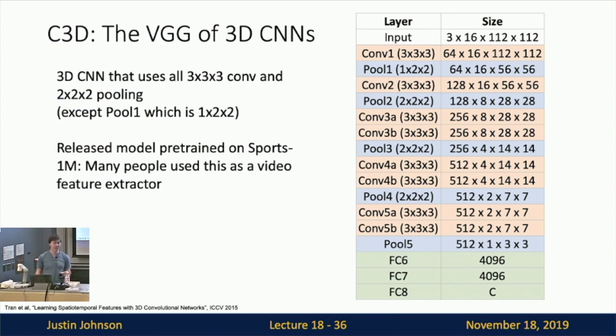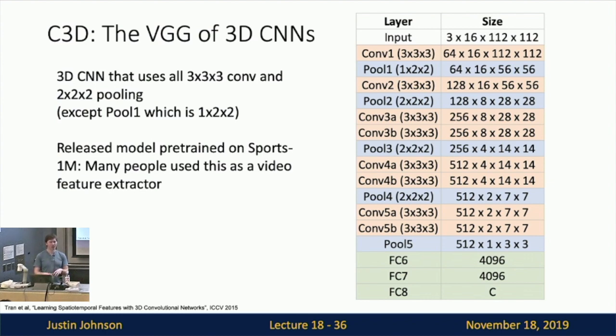And now C3D is basically the three-dimensional analog of this VGG architecture. So it consists entirely of 3x3x3 convolutions and 2x2x2 poolings, with the slight exception that the very first pooling only does pooling in space and not time. But basically, it's a pretty straightforward architecture. And this was a particularly influential video model because unlike the previous Google paper, the C3D authors actually released the pre-trained weights of their model.